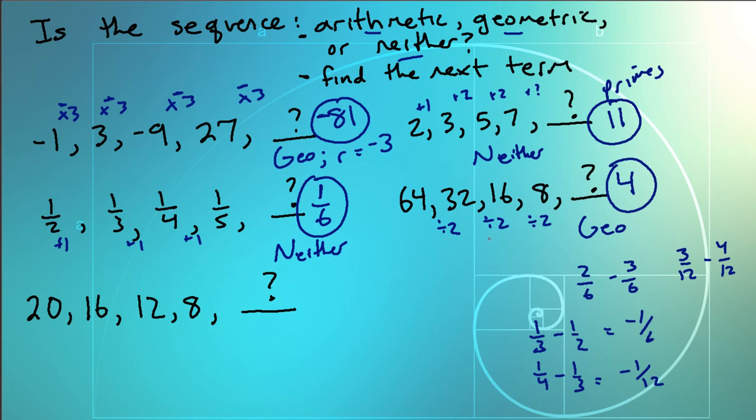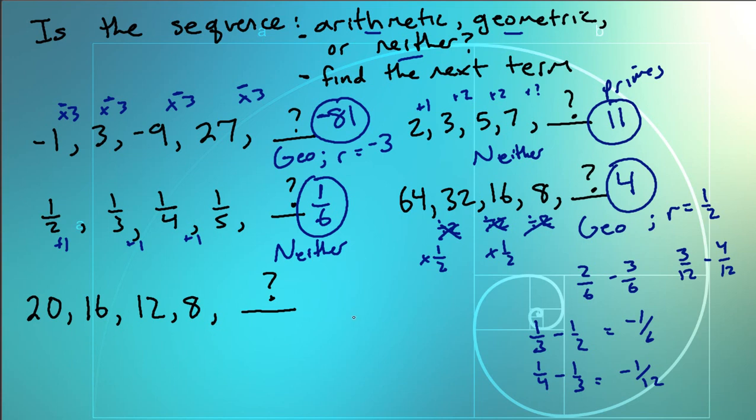But remember, geometric is repeated multiplication. So what do I multiply 64 by to get 32? It's not 2. We can't think of division in this case. I need to think times a half, times a half. So my common ratio is a half.